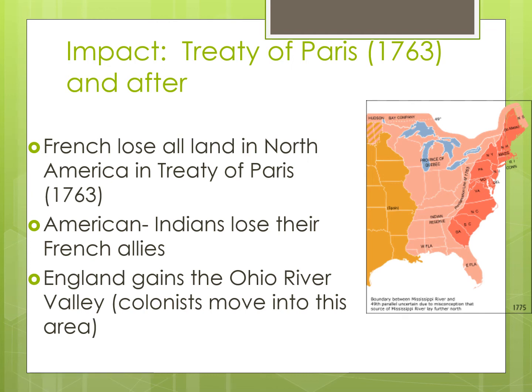What's important is that the American Indians are going to lose their allies with the French being defeated. And that's a really big loss to them because in their mind, the British are the ones that have been taking their land and now they're under their control. And there's a lot of concerns about colonists crossing that mountain range into this Ohio River Valley.